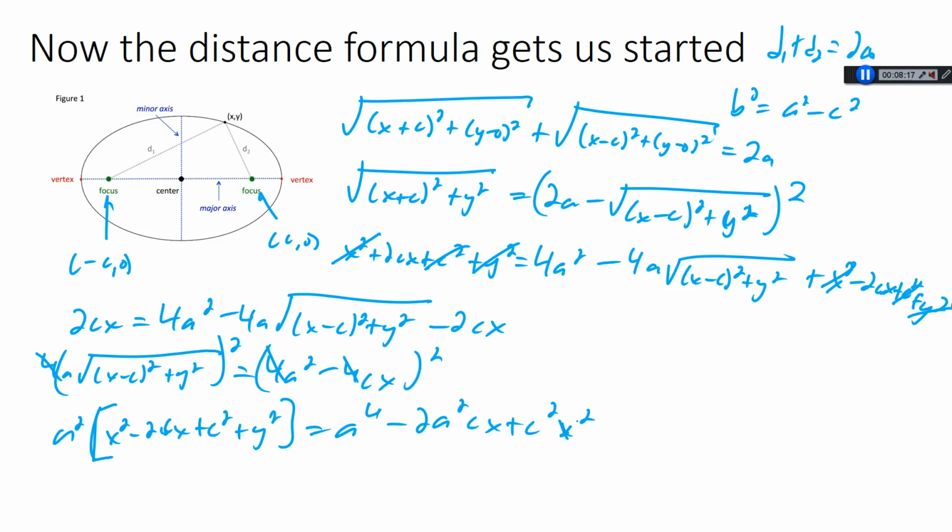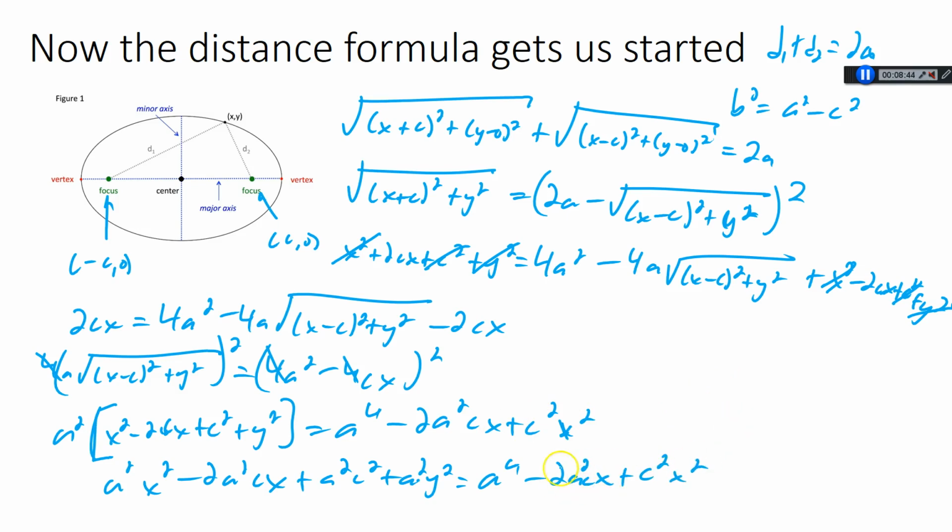All right, see if we can fit one more step on here. So now I'm going to distribute the a squared and see if anything cancels out this time. So let's see, we're going to have a squared x squared minus 2a squared cx plus a squared c squared plus a squared y squared equal to a to the 4th minus 2a squared cx plus c squared x squared.